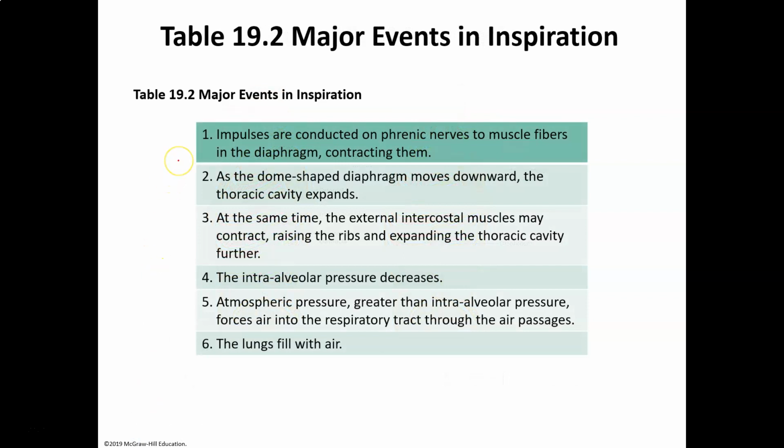So, here are the events. You know we like our event questions, right? What order do these things happen in? Impulses go to the phrenic nerve, the diaphragm contracts. The dome-shaped diaphragm moves down, becomes less dome-shaped, but it increases the volume of the thoracic cavity, which decreases the pressure, the intra-alveolar pressure, because of the inverse relationship between those two. Atmospheric pressure greater than intrathoracic or intra-alveolar pressure forces air into the respiratory tract through the air passages. The lungs fill with air. There you go. That's inspiration.